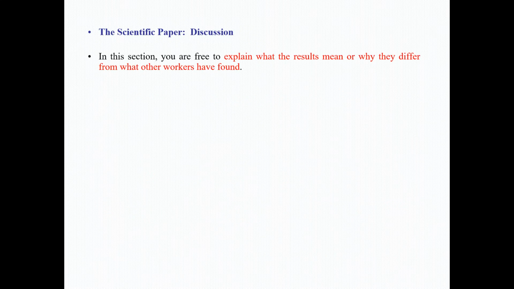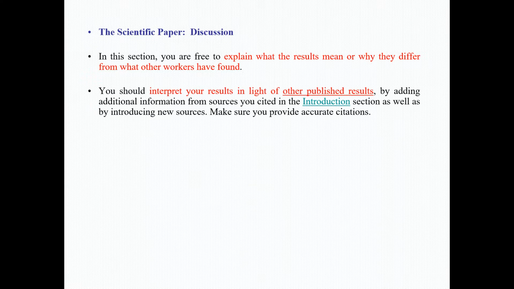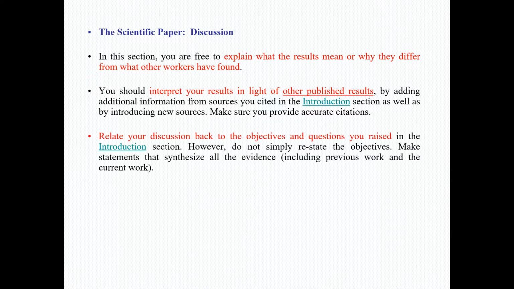Then we come toward the discussion section of a scientific paper. So what is the discussion section? In this section, you are free to explain what the results mean or why they differ from what other workers have found. You should interpret your results in the light of other published results by adding additional information from sources you cited in the introduction section, as well as by introducing new sources. Make sure you provide accurate citations.